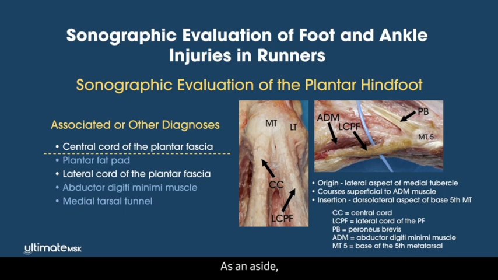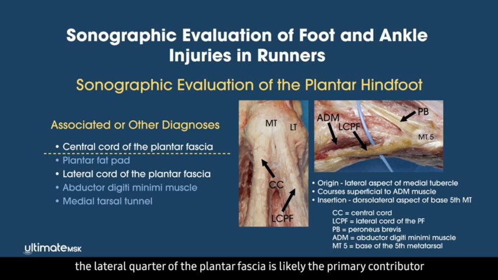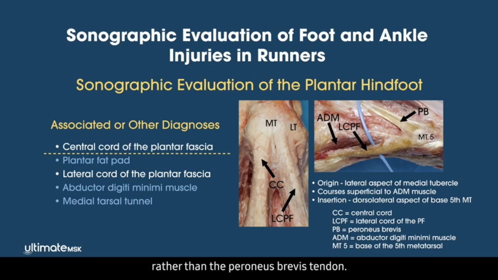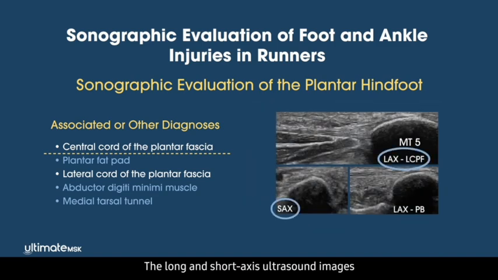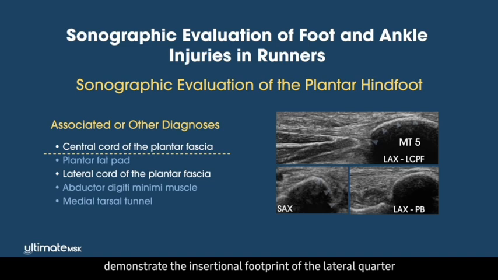As an aside, the lateral cord of the plantar fascia is likely the primary contributor to an avulsion fracture at the base of the fifth metatarsal rather than the peroneus brevis tendon. The long and short axis ultrasound images demonstrate the insertional footprint of the lateral cord of the plantar fascia onto the fifth metatarsal, as well as the attachment of the peroneus brevis tendon, highlighting their distinct anatomical relationships.